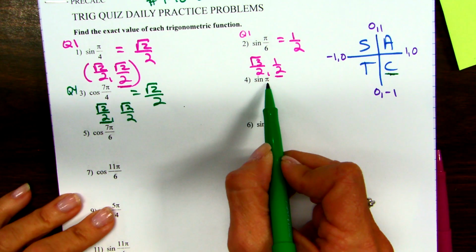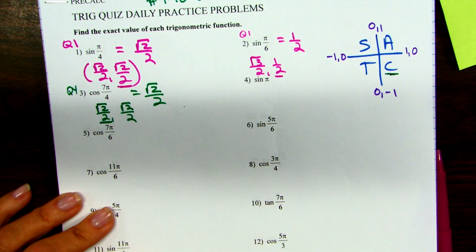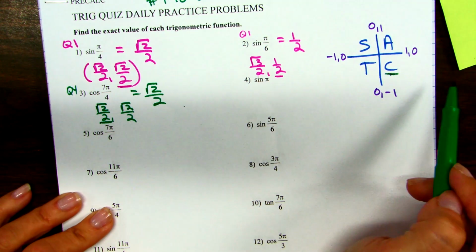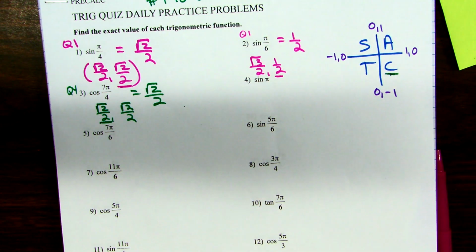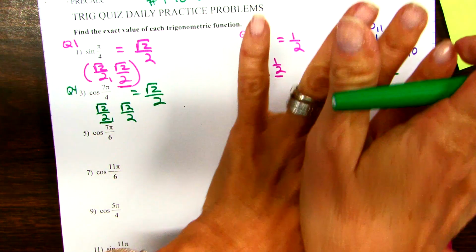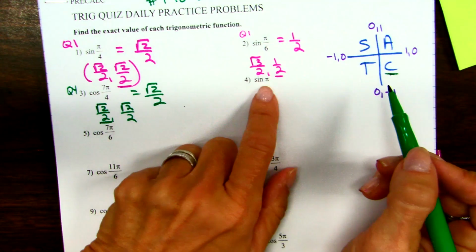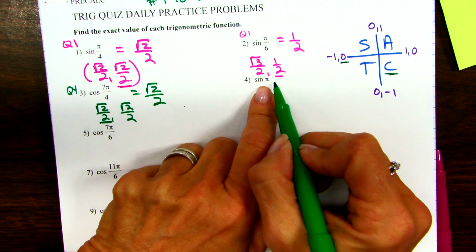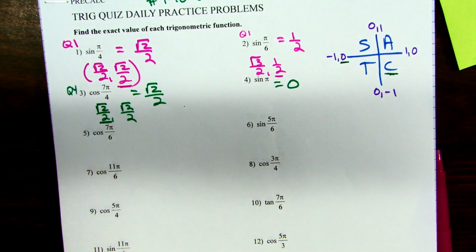Pi, that's a quadrantal. If I were taking this quiz, I would write this. I need to see the quadrantals. It just helps me. It's easier than finding the ones and the zeros and the negatives. It's just faster for me to write it one time and then just look at it. Sine of pi, here's pi, right? Sine is the y value, 0. Right?